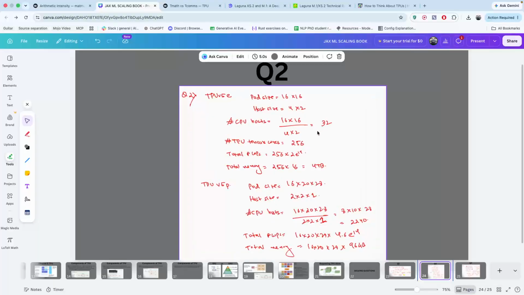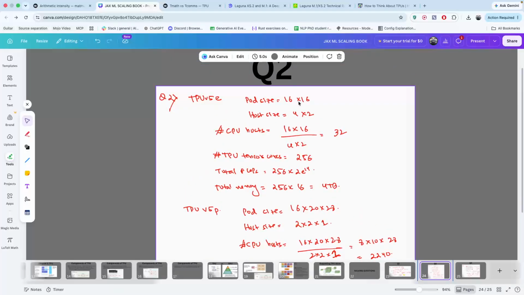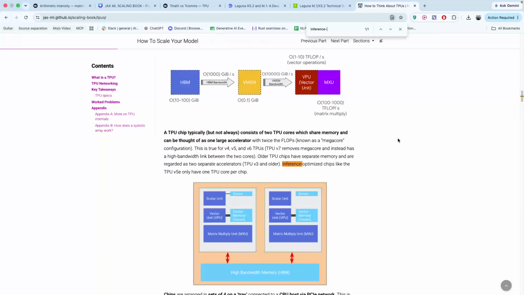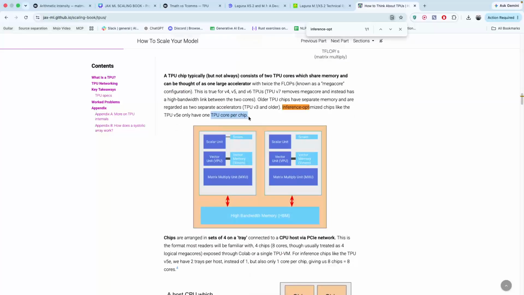Let me just enlarge this a little bit. And the total number of TPU tensor cores is 256. Your pod size was 16 comma 16, which is around 256 TPUs. And if I search here for inference optimized, older TPUs have separate memory and are regarded as two separate accelerators. Inference optimized chips like TPU V5 only have one tensor processing unit per chip.